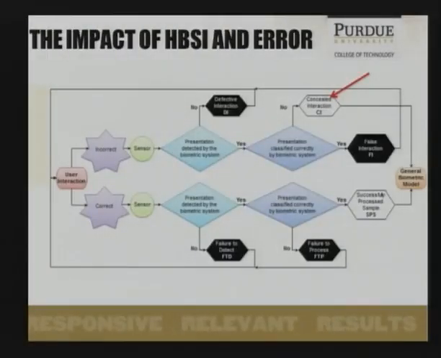So we have this HBSI and error model. I'll spend a little bit of time on this because I want to explain the impact of not behaving with the device properly. I get two choices: I either get an incorrect placement or a good placement. All right. And if I get an incorrect placement, there are some challenges that arise from this.